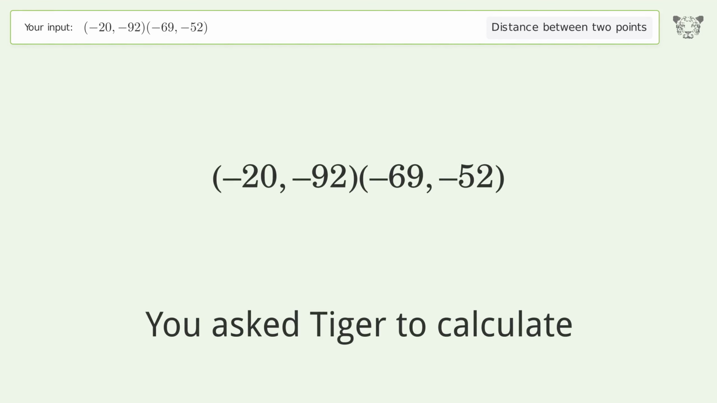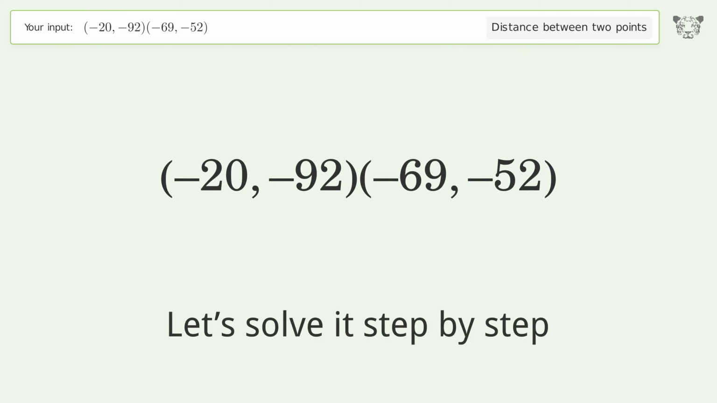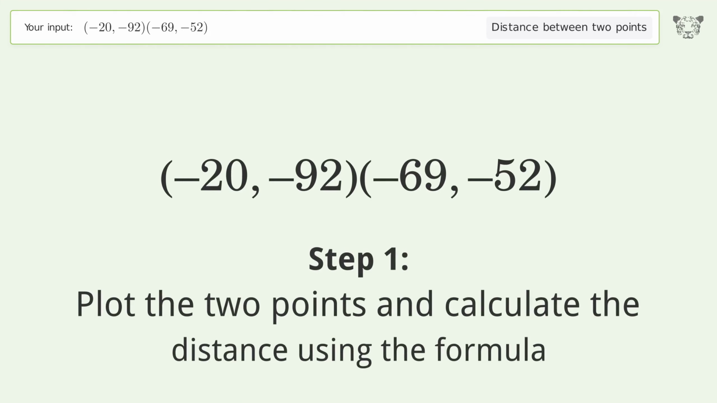You ask Tiger to calculate the distance between 2 points. The distance between the 2 points is the square root of 4001, or 63.253. Let's solve it step by step. Plot the 2 points and calculate the distance using the formula.